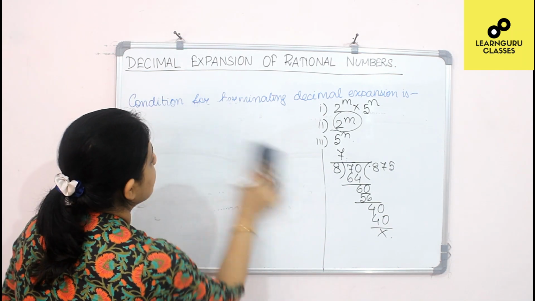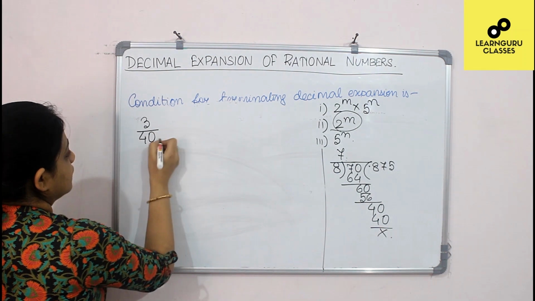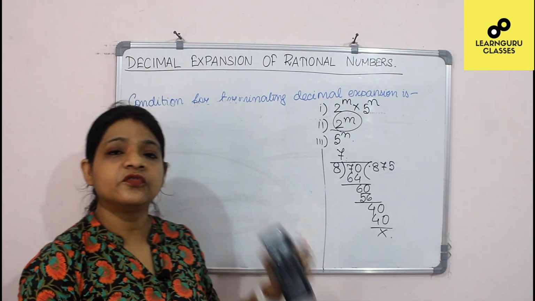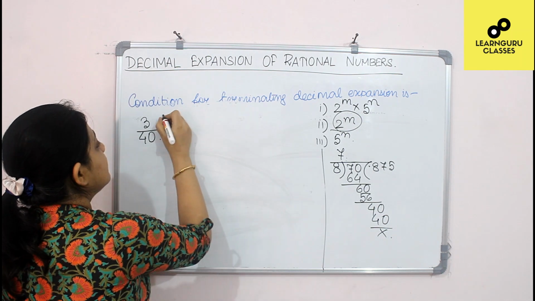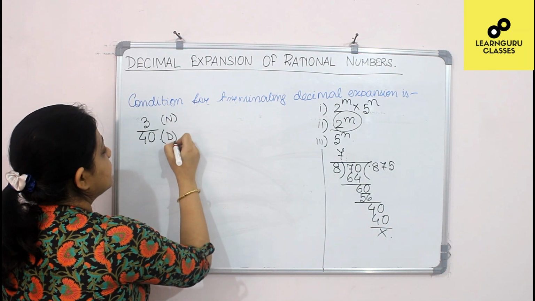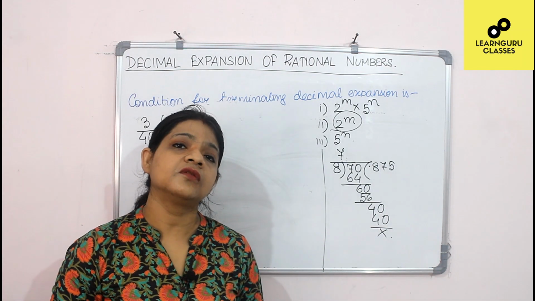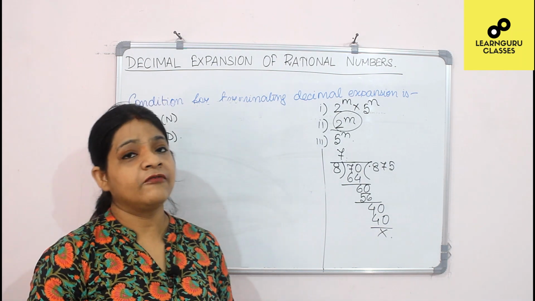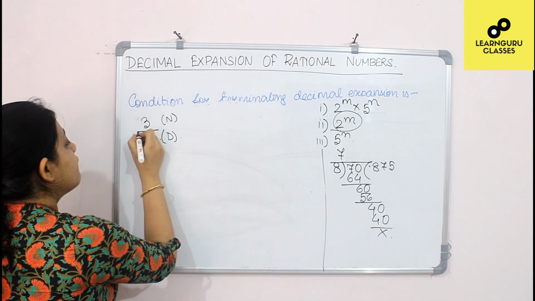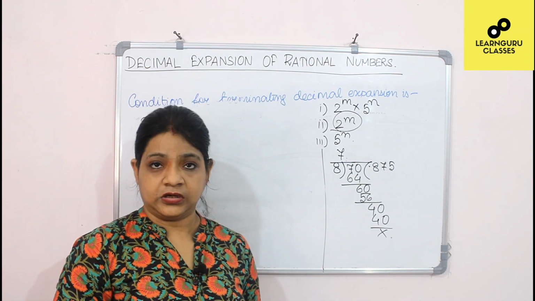Let me take the example of 3 by 40. Which one is the numerator? Which one is the denominator? 3 is the numerator and 40 is the denominator. Now, to check for a terminating decimal expansion, what do you have to do? You have to factorize the denominator 40.